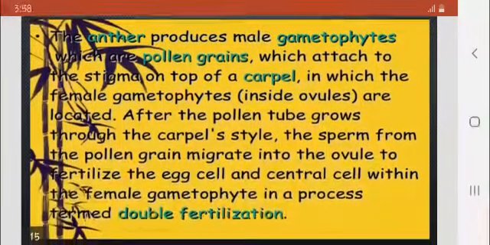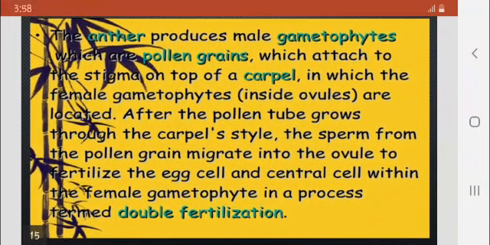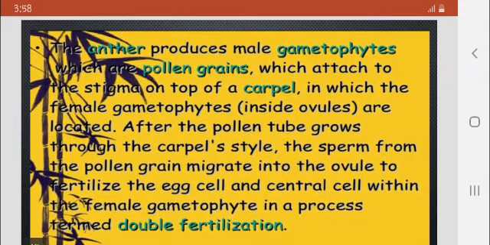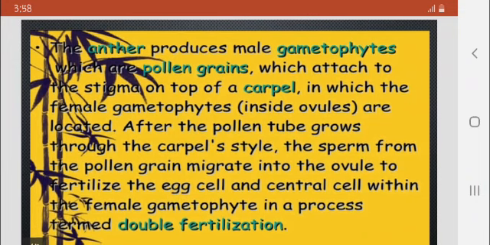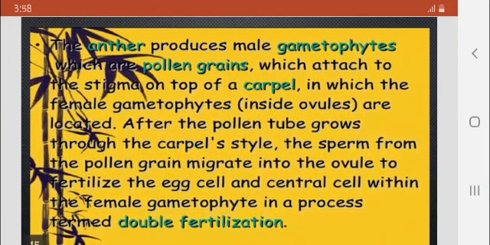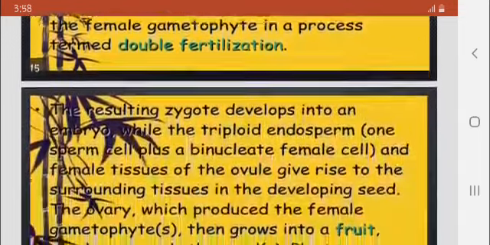The anther produces the male gametophyte, which are pollen grains, which attach to the stigma on the top of the carpel, in which the female gametophyte inside the ovules is located. After the pollen tube grows through the carpel style, the sperms from the pollen grain migrate into the ovule to fertilize the egg cell and central cell within the female gametophyte in a process termed double fertilization.